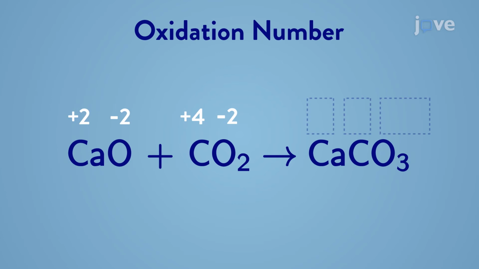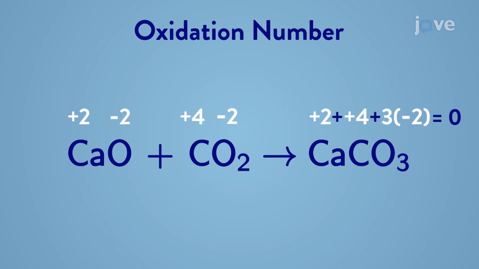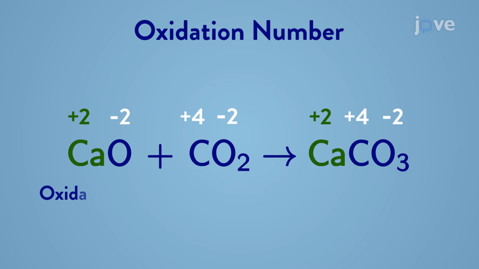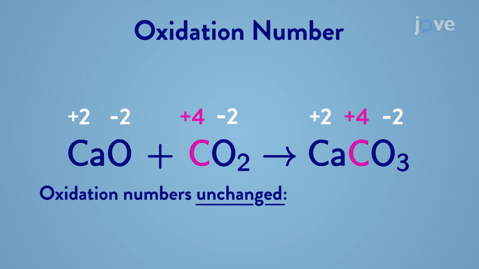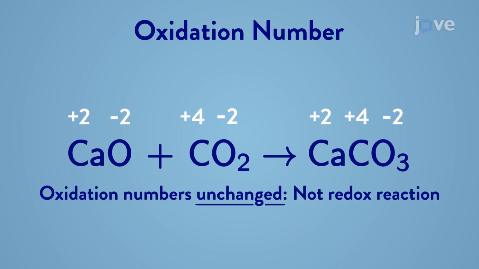How about the product? Calcium is +2 and carbon +4, just like in the reactants. Each oxygen is -2, totaling -6, with the net oxidation number 0. Since none of the oxidation numbers have changed, this is not a redox reaction.